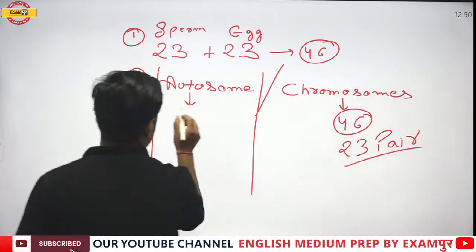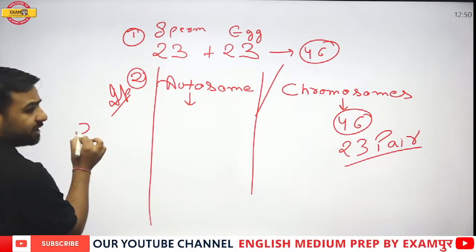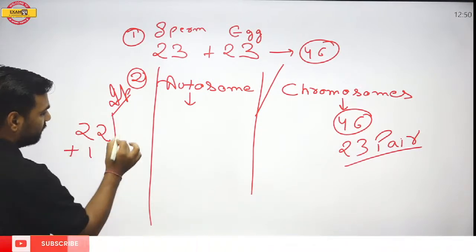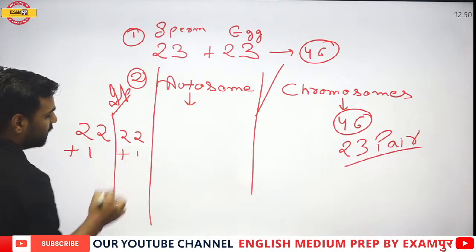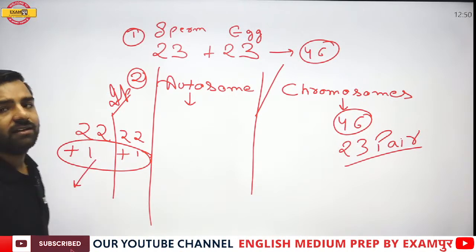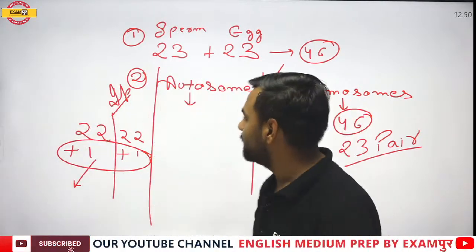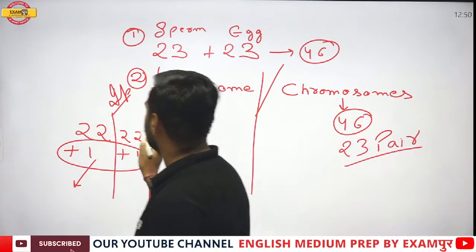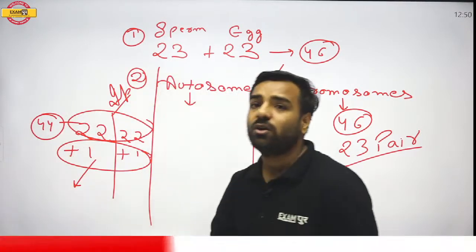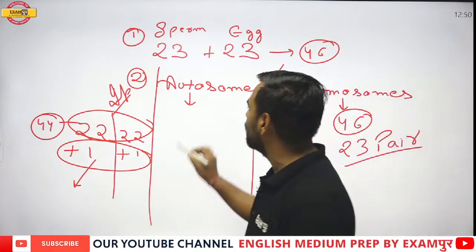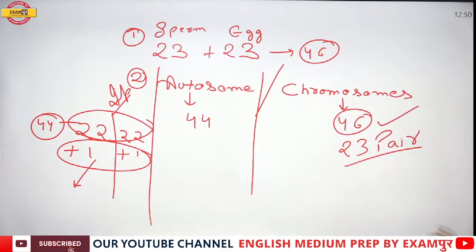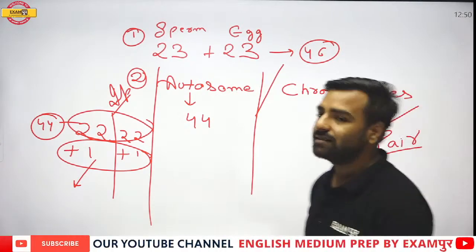See, if I write in this manner, 22 plus 1, again for the female 22 plus 1. So this means this is your sex determining chromosomes, correct? Yes, that's true. 22 and 22 will give you what? It is going to give you 44. So 44 are your autosomes. Very, very important. Do not forget, autosomes are 44 and chromosomes are 46 in number. So this is the important thing.